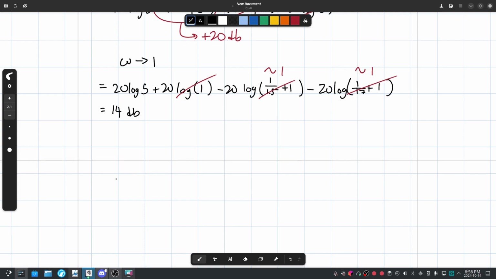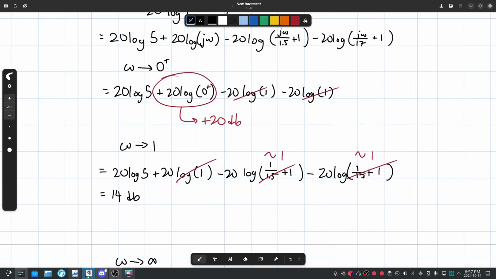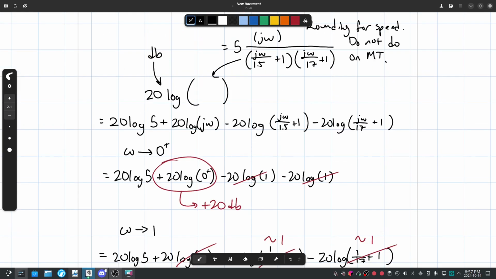Now, we're going to do our third one. ω is equal to infinity. And we're going to get 20 log of 5 plus 20 log of infinity, minus 20. Now, what happens at, wait.